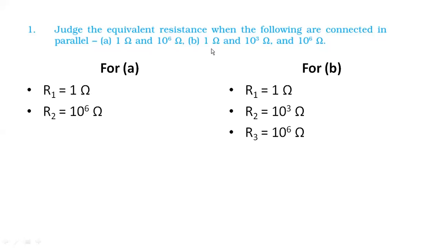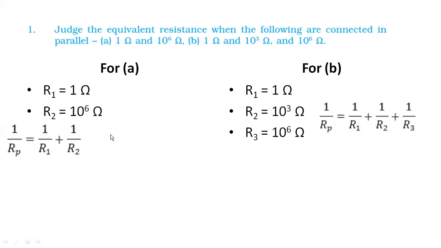What about the second combination? The second combination is of three resistors: 1 ohm, 10 to the power 3 ohm, 10 to the power 6 ohm. We just have to connect them in parallel and find the total resistance. It is very simple. All you need is the formula. So what would be the formula for this? 1 by Rp is equal to 1 by R1 plus 1 by R2. And what about this? 1 by R1 plus 1 by R2 plus 1 by R3.